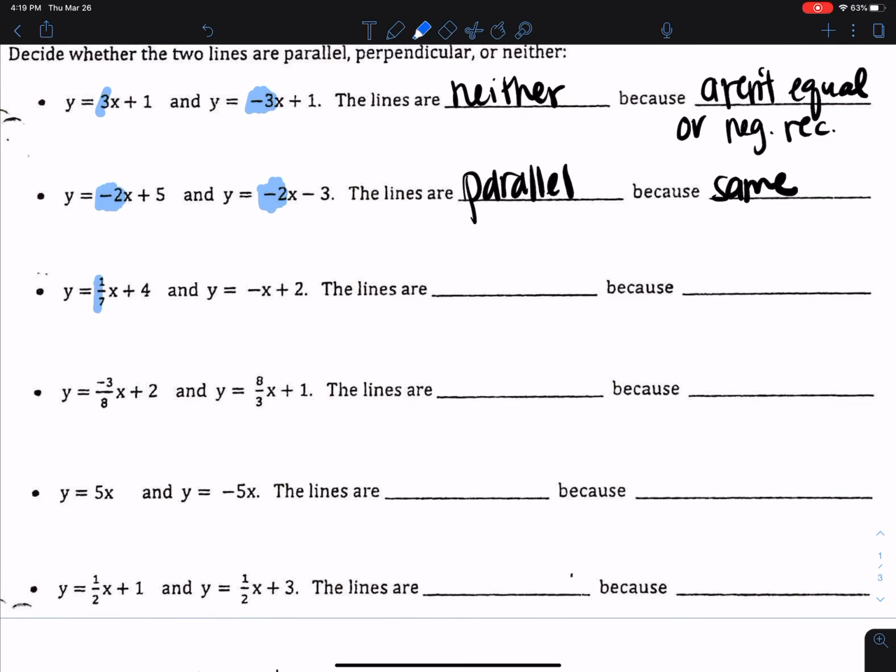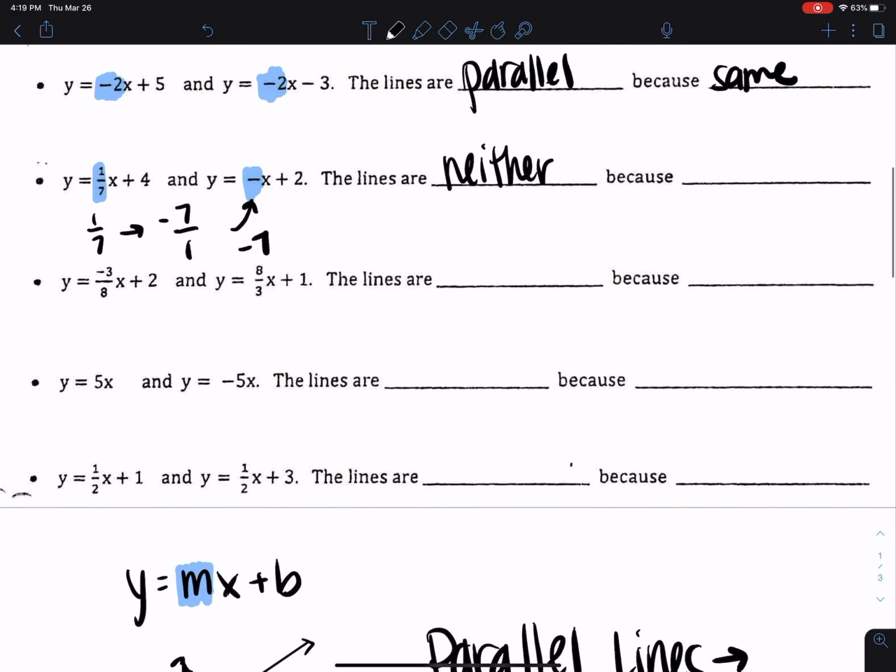The next one we have 1/7 and negative 1 as our slopes. On this one, these would be neither because they're not equal and they're not negative reciprocals of each other. If we had 1/7 and we reciprocated that, that would be 7 over 1, and we make it negative. So this would have to be negative 7, but it's not, so it's neither.